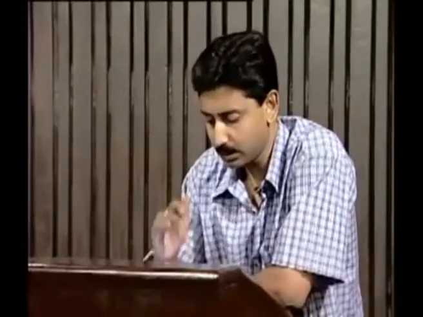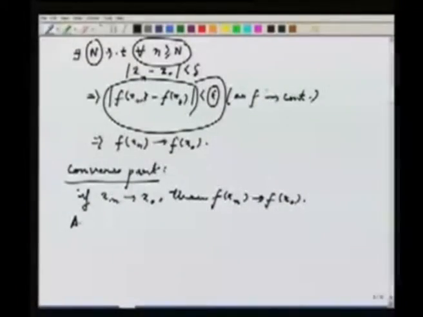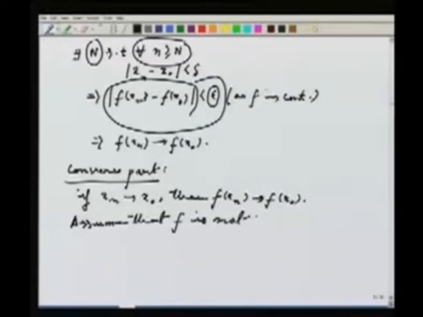What I do is, I will assume that f is not continuous at x naught. And that assumption I will use to contradict the assumption which I have started with. That means my assumption is actually wrong. And hence it will follow that f must be continuous at x naught. Okay? So assume that f is not continuous at x naught.